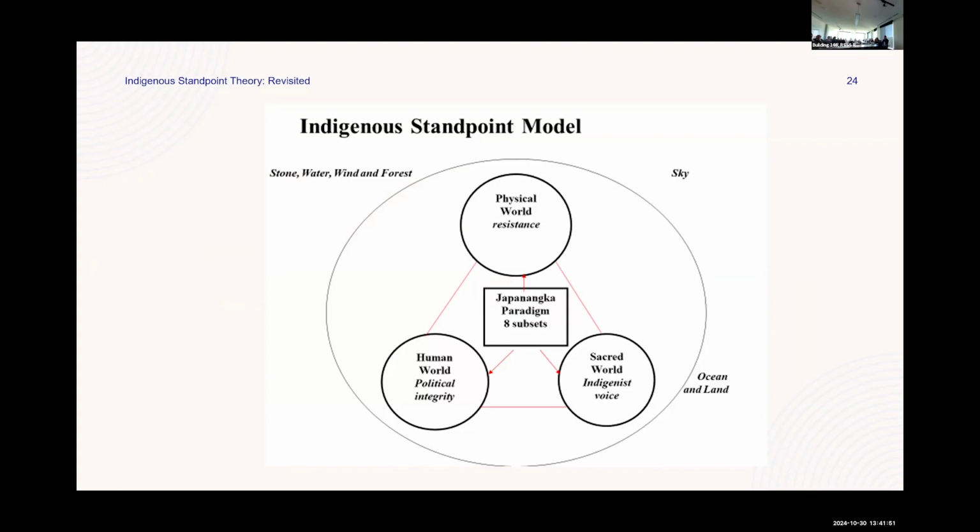So whacking them all together, I got the physical world, the sacred world, and the human world with Lester Irabinna Rigney's resistance, political integrity, and Indigenous voice. There's the interacting models. The non-Indigenous people can understand that, the examiners. The Jampanaka paradigm, the 8 subsets are in the middle. So you've got a structured set of things to follow through.